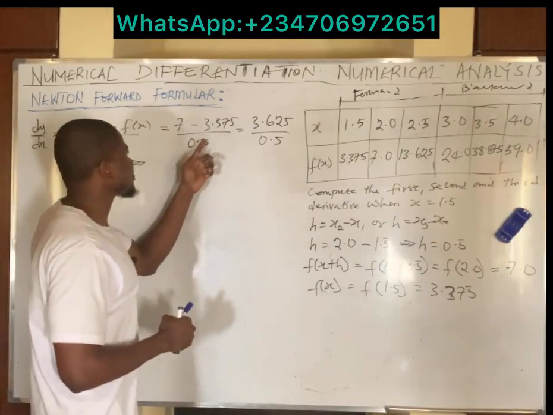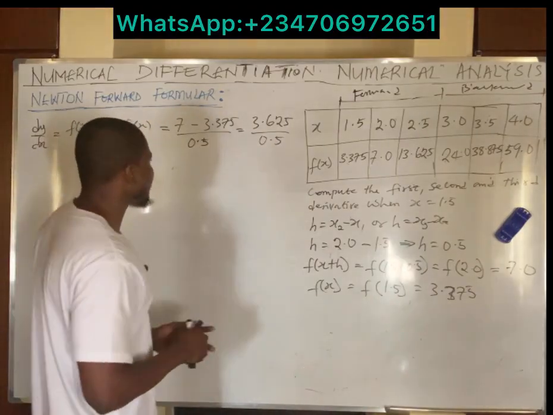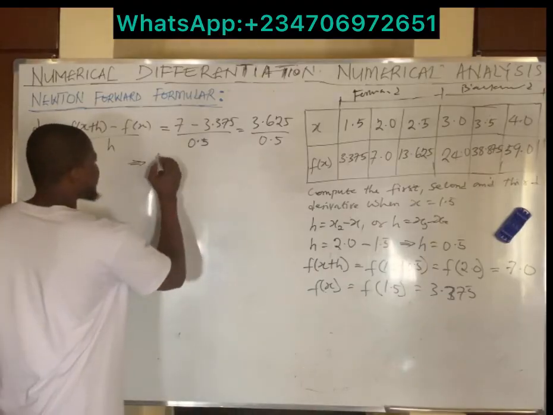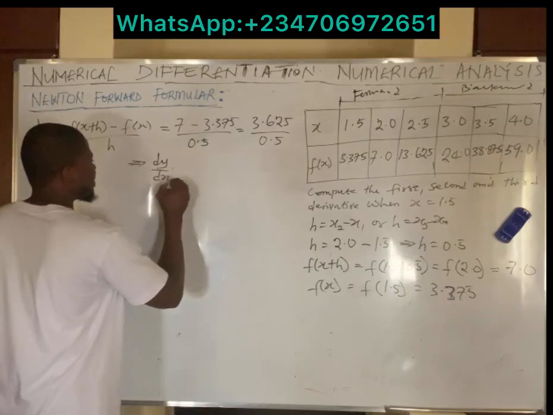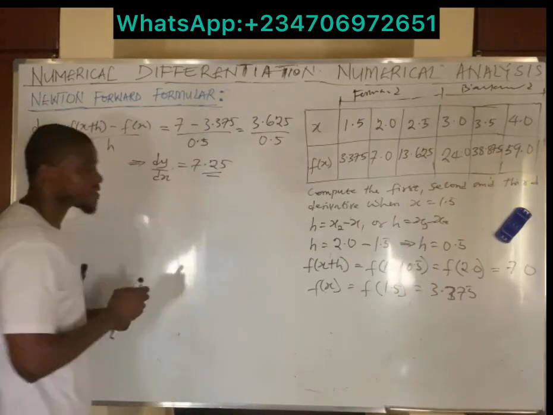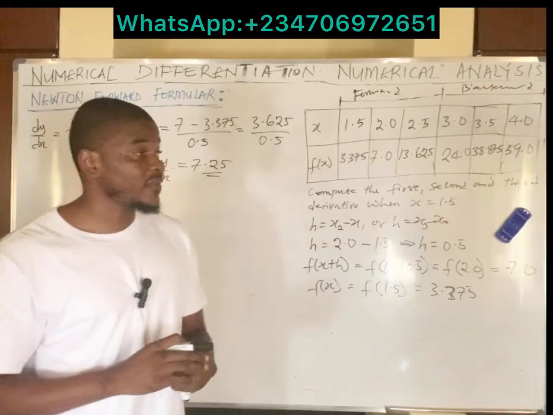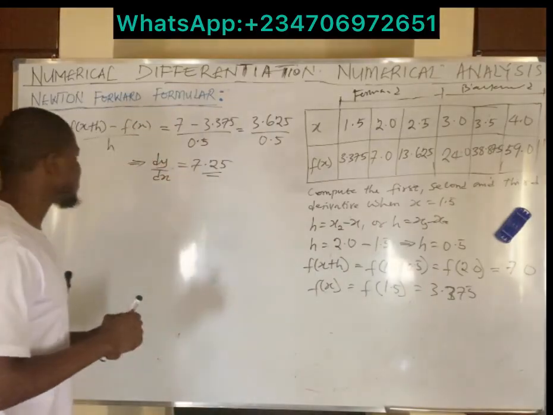So 7 minus 3.375 simply gives us 3.625. Divide by 0.5. This will give our first derivative, dy/dx, equals 7.25. So this becomes the first derivative approximation for that given question when x is equal to 1.5. Now the next step is to find the second derivative.